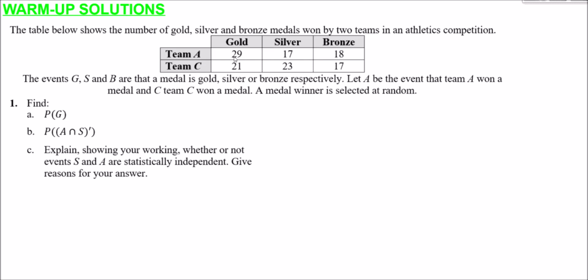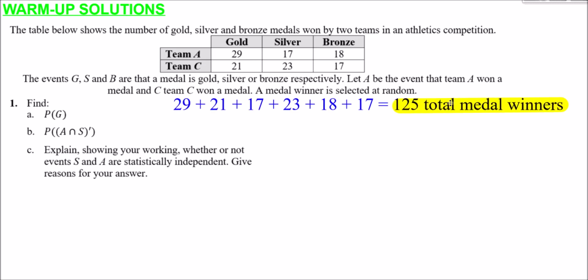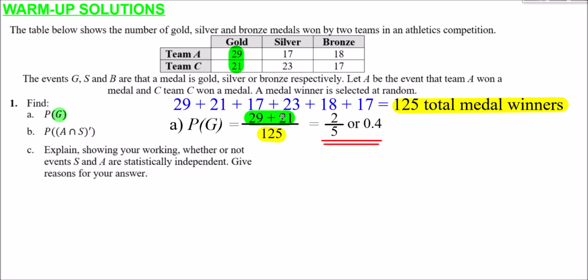What we could do first of all would be to add up all of these numbers to see how many medalists we're dealing with. If we do that, you should get that there's 125 total medal winners. So how many of those won gold? Well, the ones that won gold are these here, 29 plus 21, which is 50. So 50 out of 125 people won gold, and therefore that's the probability, if we selected one of these people at random, that they would be a gold medal winner. It's this 50 out of a total of 125, and the 50 comes from the 29 plus 21, of course. 50 out of 125 simplifies down to 2/5, or as a decimal, 0.4.